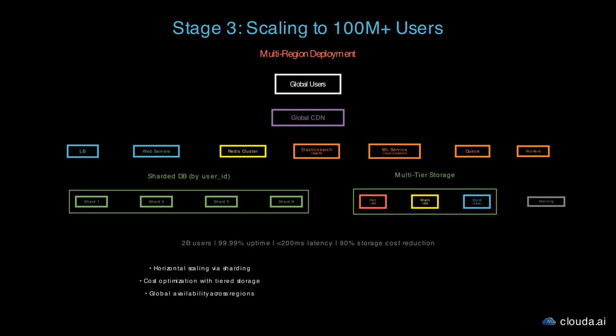Finally, we deploy across multiple geographic regions, ensuring 99.99% availability and low latency worldwide. This architecture now supports our full-scale requirements: 2 billion monthly active users, 500 hours of uploads per minute, global sub-200 millisecond latency, and cost-efficient petabyte-scale storage.